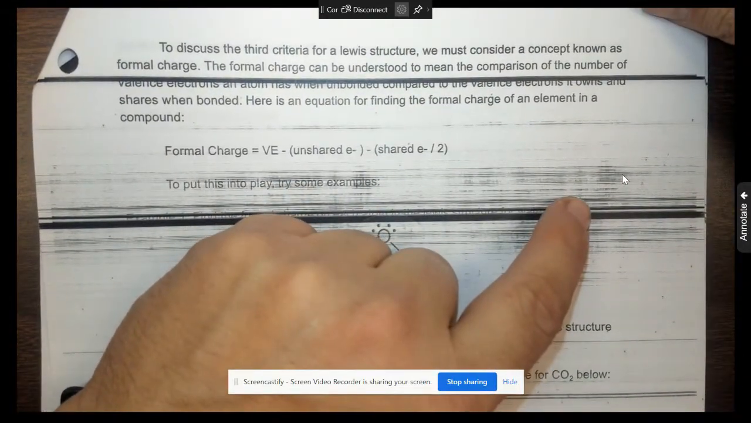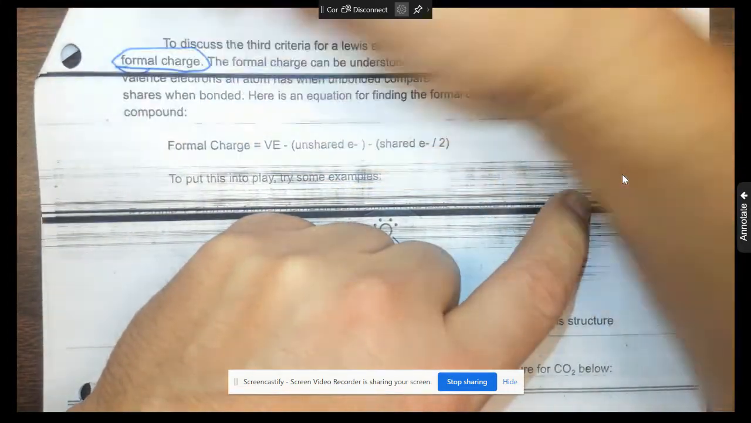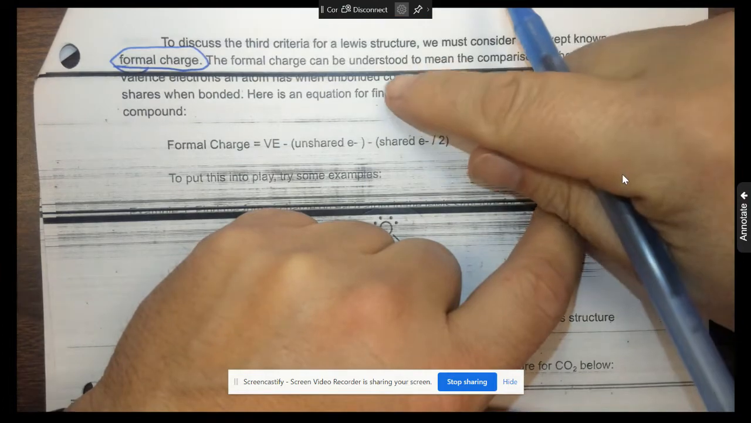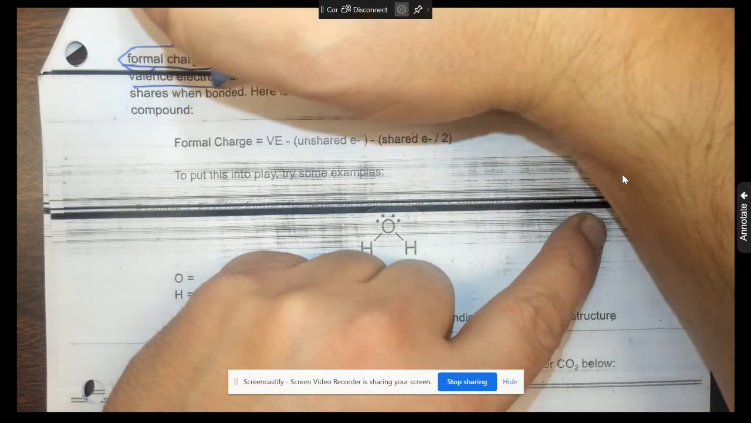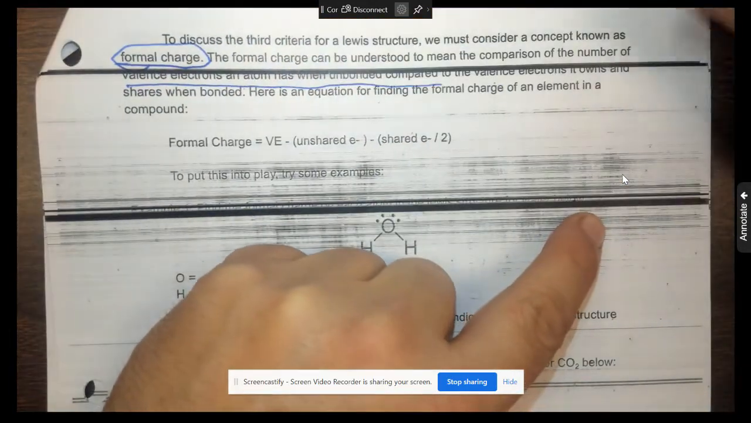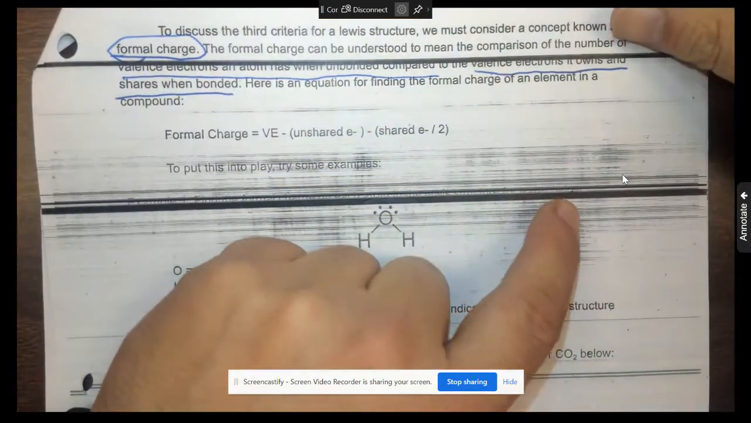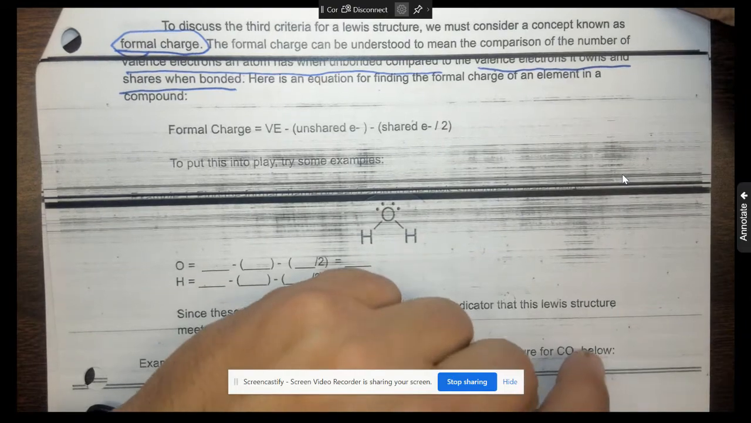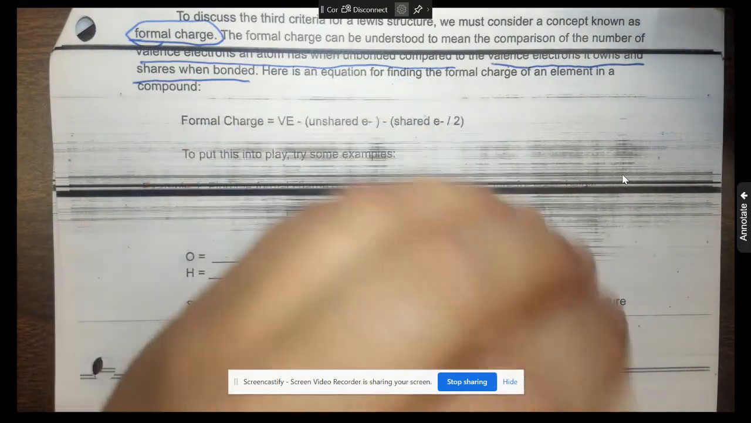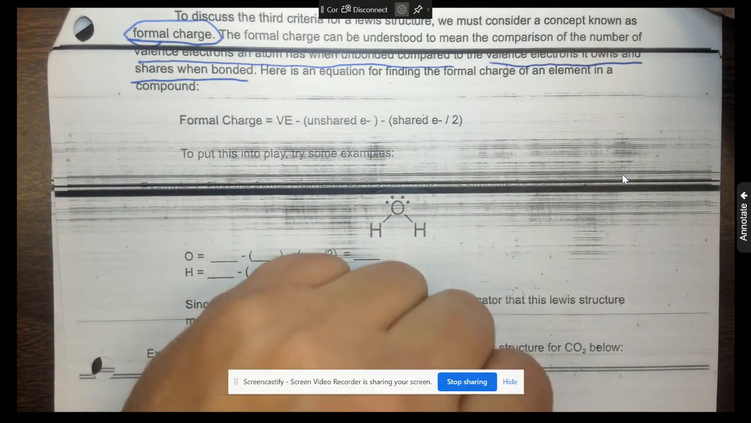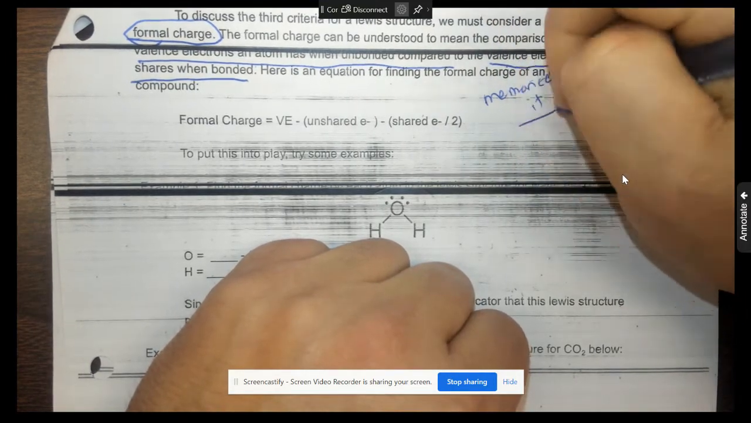To discuss our third criteria for drawing a Lewis structure, we have to consider a concept known as formal charge. And I'm going to show you how to calculate that now. Formal charge can be understood to be the comparison of the number of valence electrons an atom normally has when he's by himself compared to the valence electrons it owns and shares when it's bonded. So it's a comparison of your electron count when you're by yourself and then your electron count when you are bonded to things. Here's an equation. Memorize it. Put it on a flashcard.